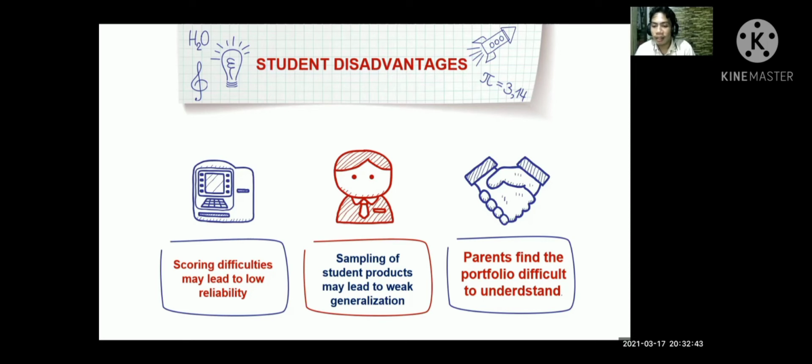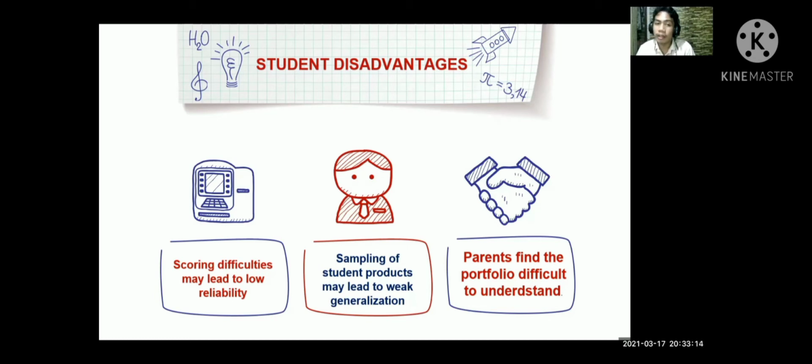And then, sampling of student products may lead to weak generalization. So, pag pinapakita yung isang product ng estudyante na kung ano yung learning niya, parang yung realization niya sa isang subject ay hindi ganun katibay, di ba?